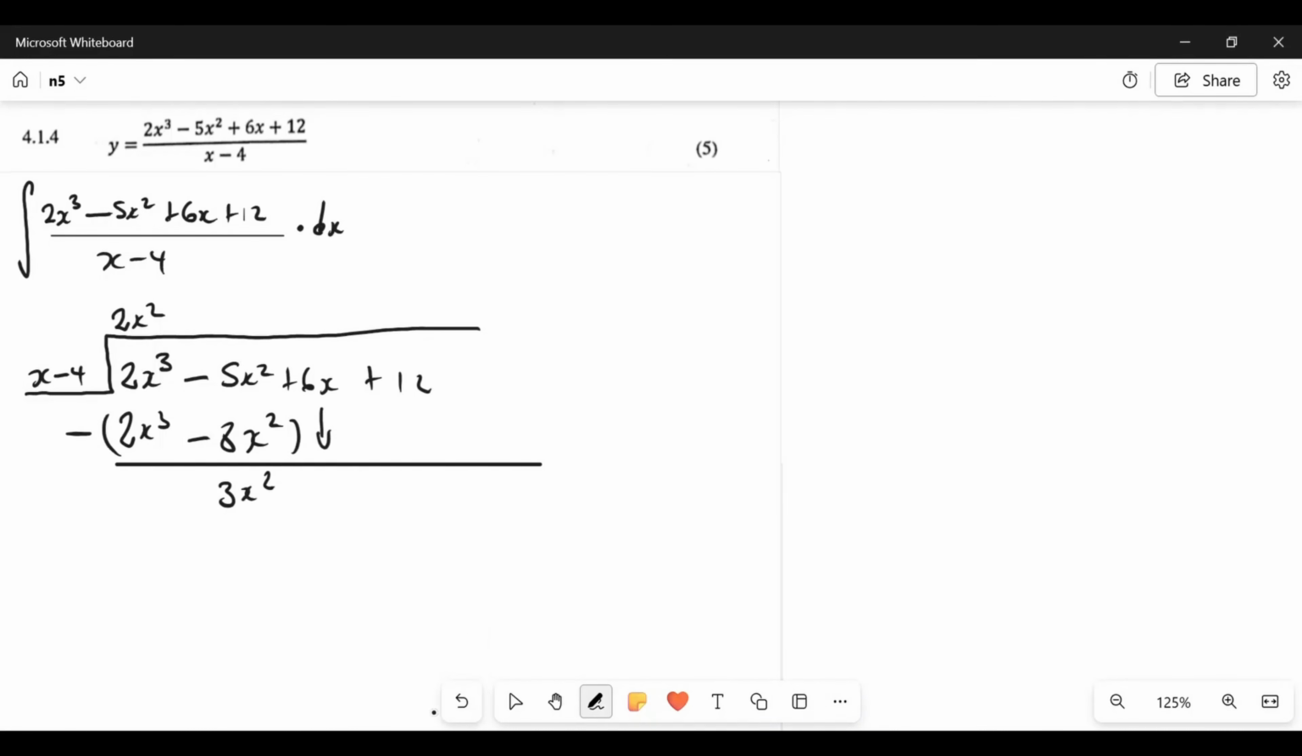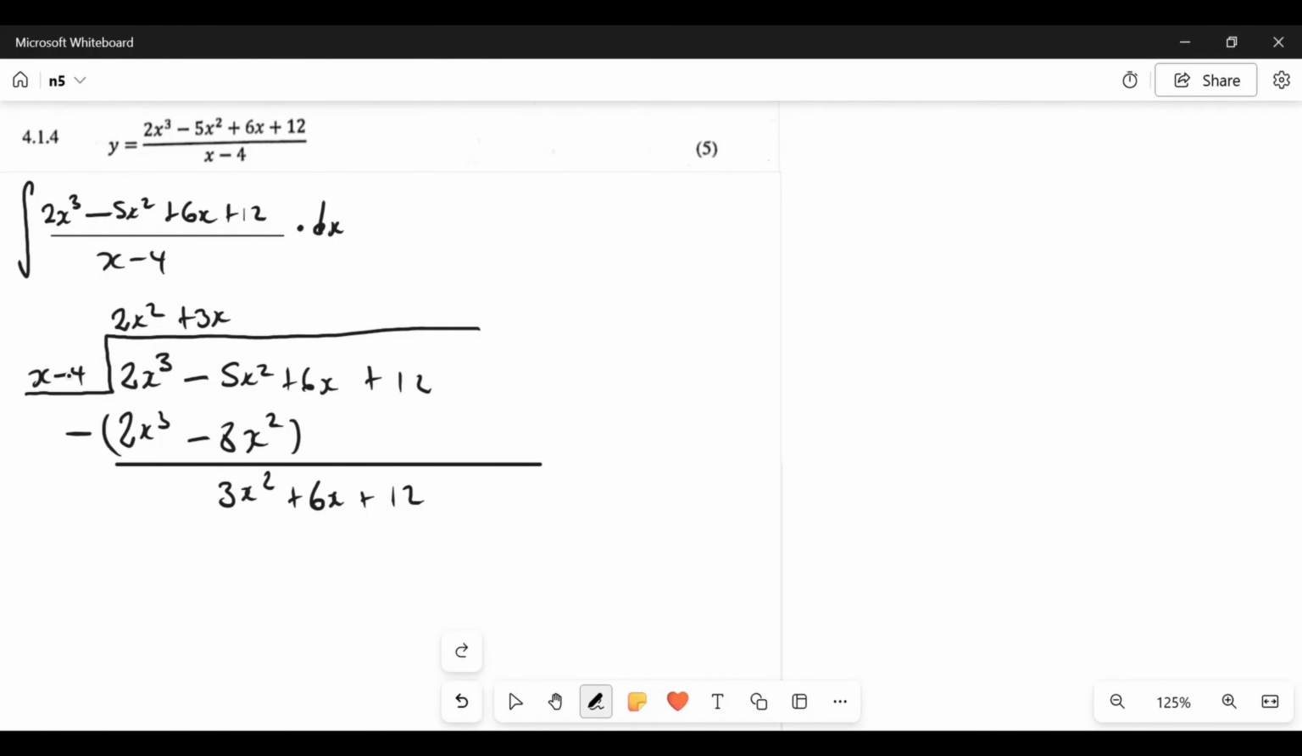Right, after here, we're going to drop this 6x. We're going to have positive 6x here. And then we drop this 12 here. We're going to have plus 12. Then from here, we repeat the same step again. We're going to divide this 3x squared with that x there. And then the answer is going to be plus 3x. Then the next step here, we're going to multiply this 3x with x minus 4.